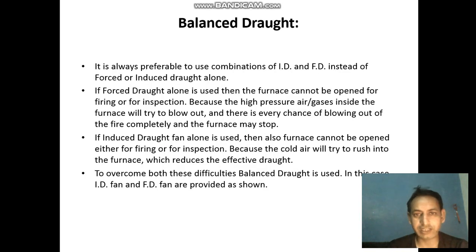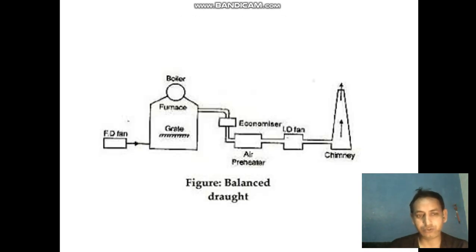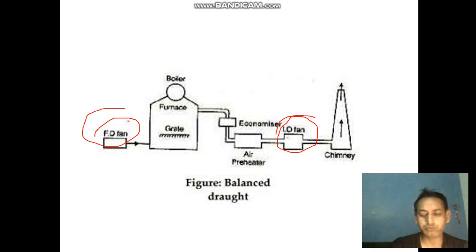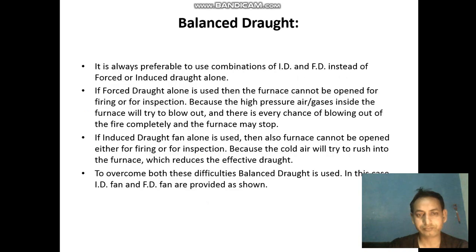Now there is another type of draught which is called the balanced draught. In this particular case, two fans are utilized. Here the forced draught fan is at the inlet of the grate, and there is an induced draught fan near the chimney. So two fans are located, and these two fans balance the positive side and negative side pressure inside the boiler house.